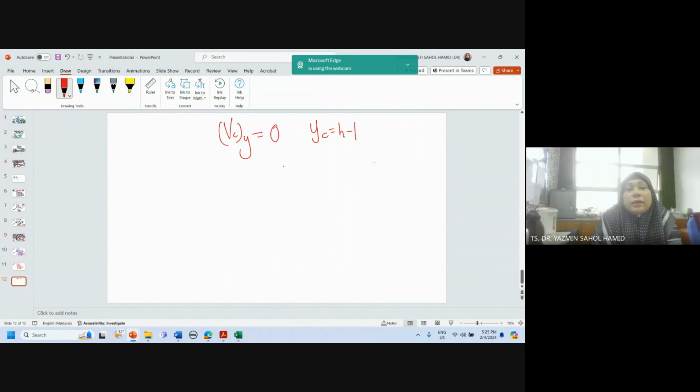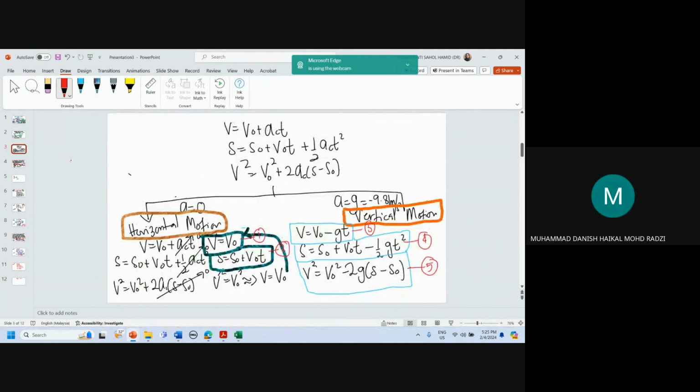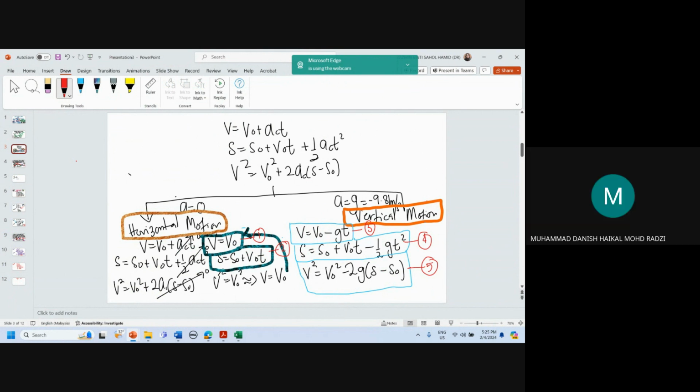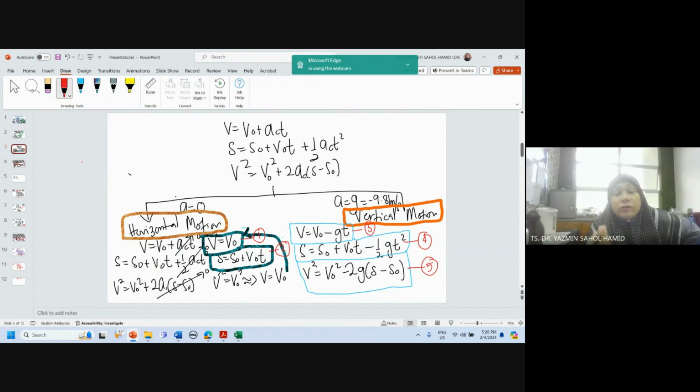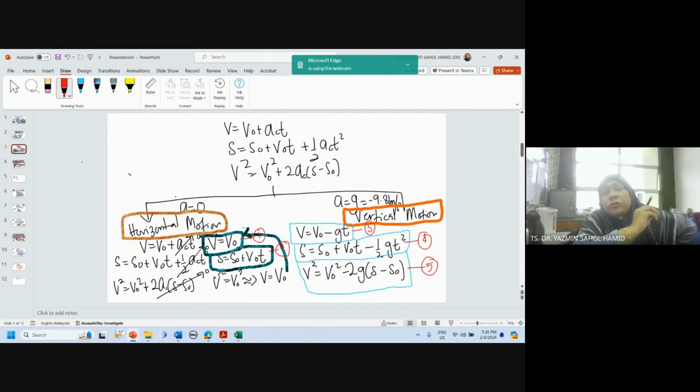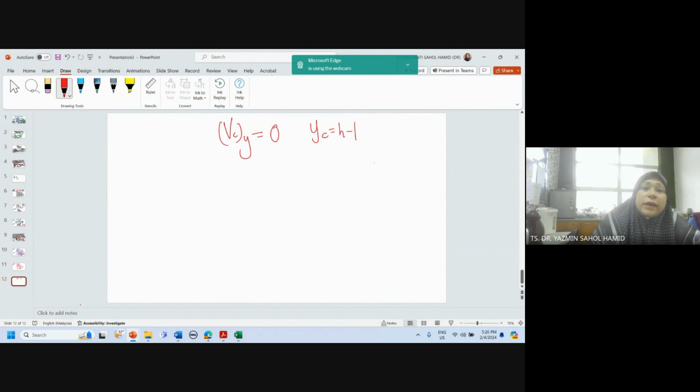Now, to find H, which formula do you want to use? Of course, it's the vertical motion formula, but which one? 3, 4, or 5? Because you have extra information, you know VY is 0. So which formula has that, and which formula has C? Formula number 5. That is correct. So we write formula number 5.